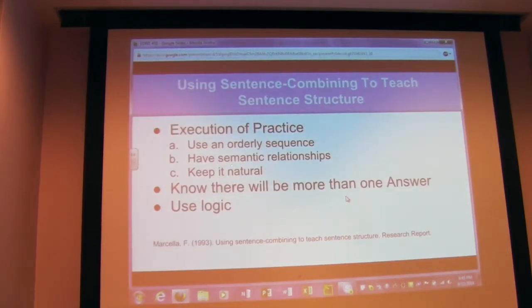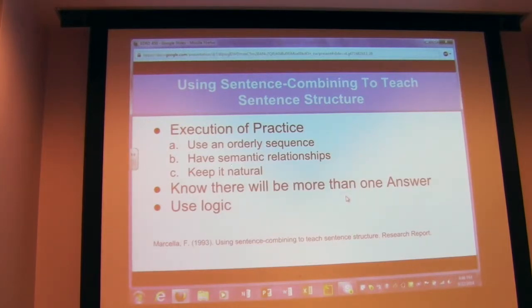My article was Using Sentence Combining to Teach Sentence Structure by Marcella. Some key points that I found is it is not how much you use sentence combining, it is how you do it. You need to make sure you have an orderly sequence, semantic relationships, and keep it natural. In other words, you need to make sure that it all makes sense when combining the sentences together.